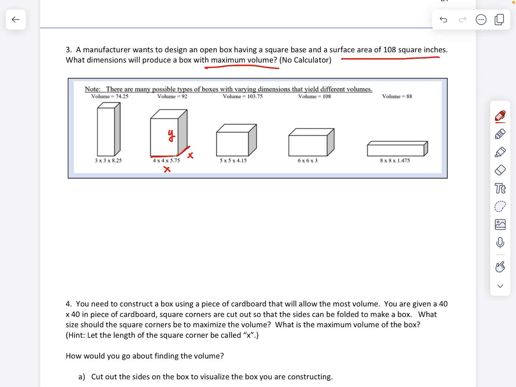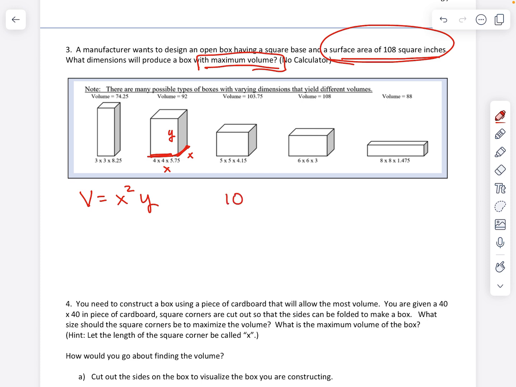So I always start with an equation of whatever you're trying to maximize or minimize. So I want the volume equation. Volume of a box is base times length times width times height. In this case, it's x squared times y. And then it tells me that the surface area is 108 square inches.